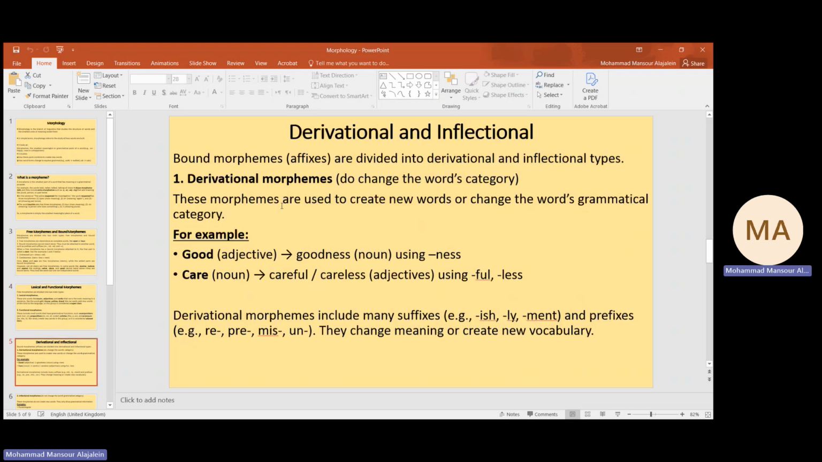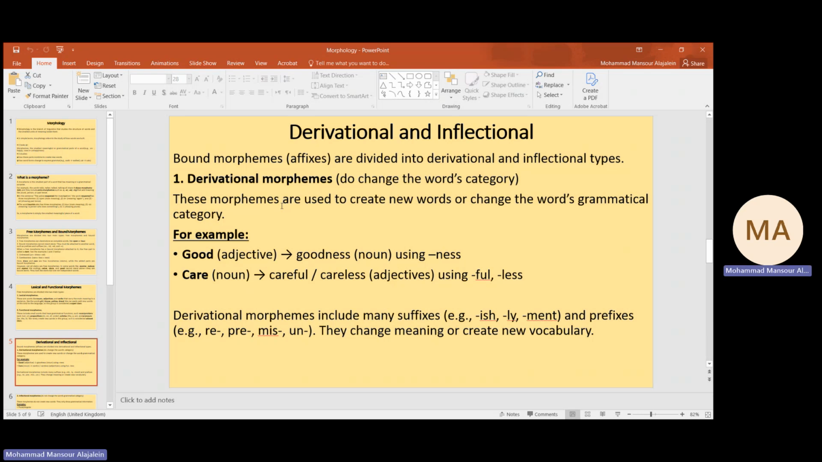Again, back to the bound morphemes, we can talk about derivational and inflectional morphemes. So bound morphemes, like prefixes and suffixes, which are referred to as affixations or affixes, are divided into derivational and inflectional types. Derivational morphemes do change the word category, okay? They change the word's category. Like when we say good, good is an adjective. But when we add the suffix ness to the word, we have goodness, and this makes it a noun.